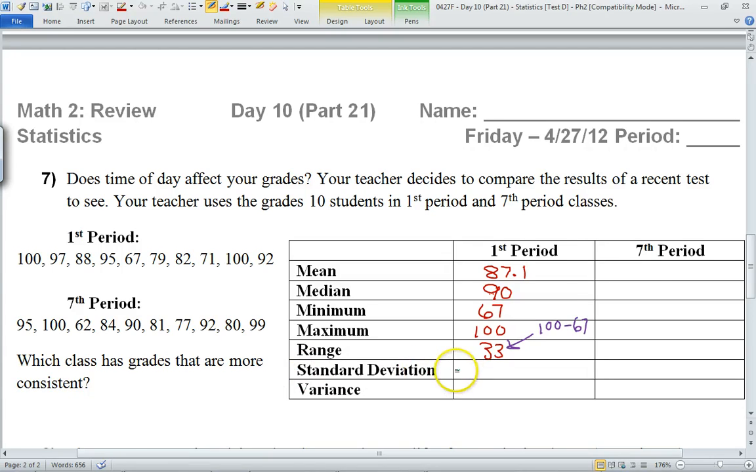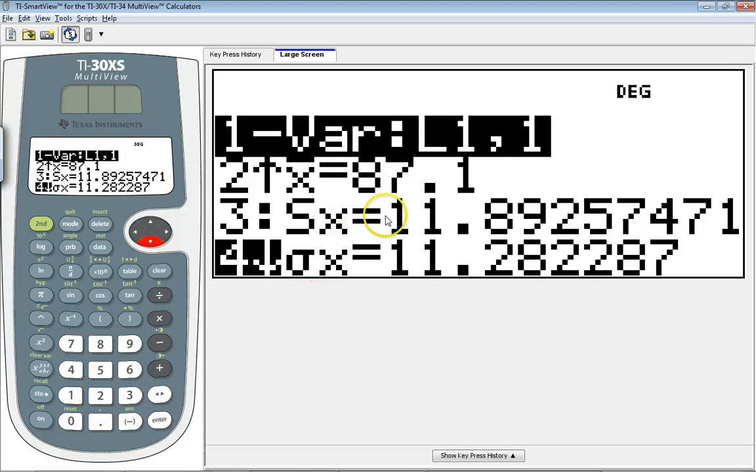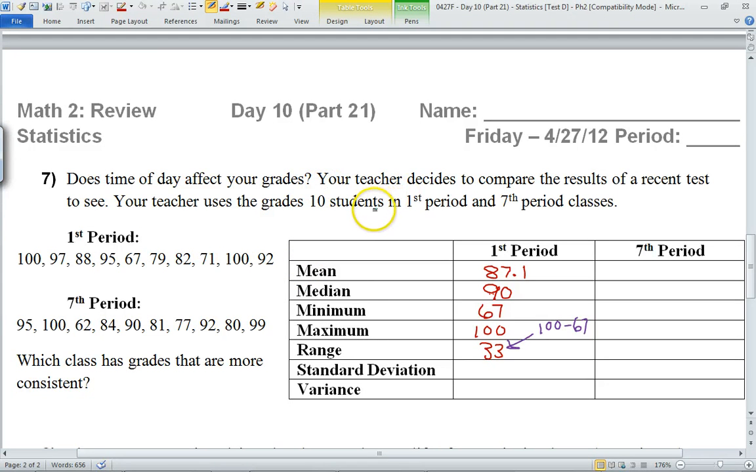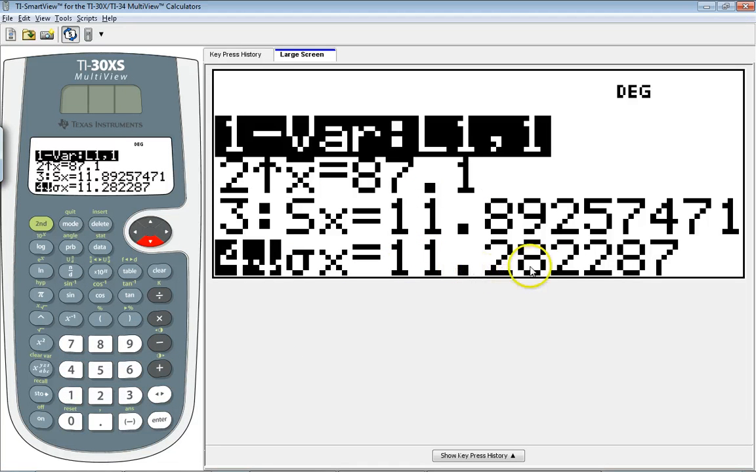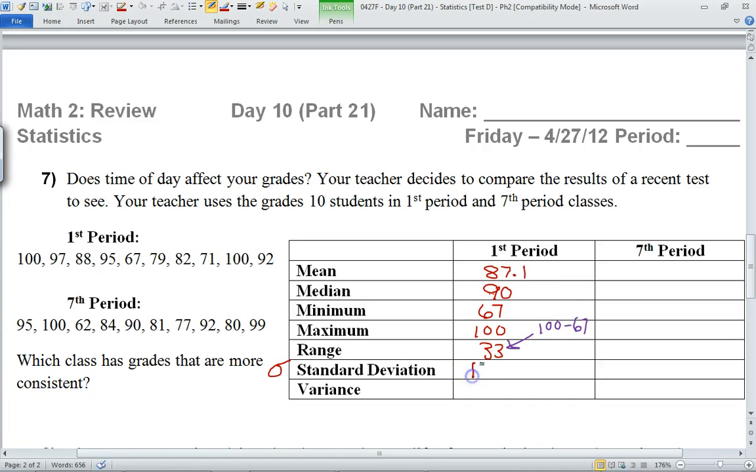Now I'm supposed to find the standard deviation. Wait a minute, we have those two different kinds of standard deviation. 11.89, 11.28. How do I know which one of these I'm supposed to use? I remember that item 3 is for the sample and item 4 is for the population, but this problem doesn't mention the word sample or population, so how do I know which one to use? If it doesn't specifically say sample, we're going to go ahead and go with population. So let's do the population standard deviation, which is just sigma. So we'll use the 11.28. If it doesn't say sample, go with population.